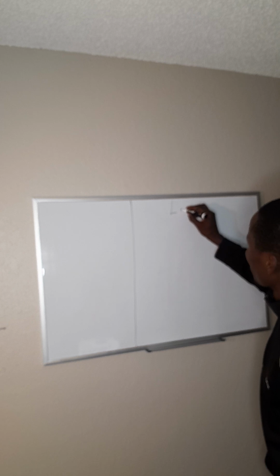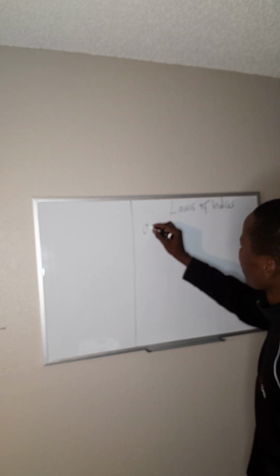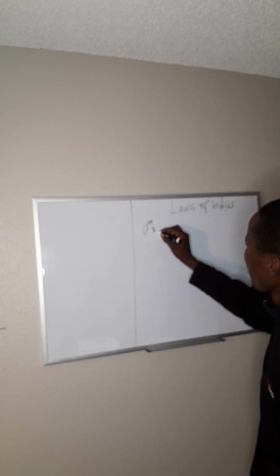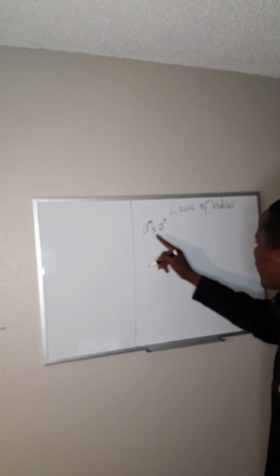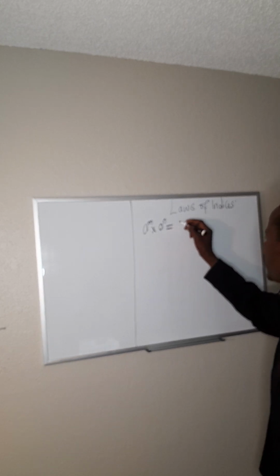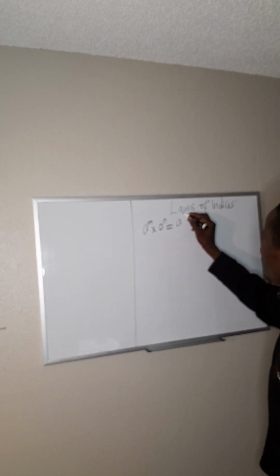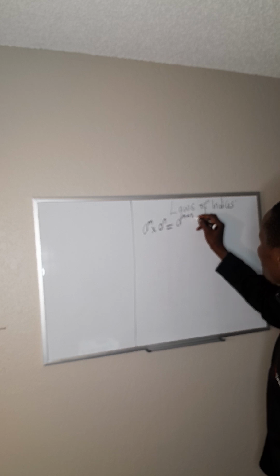Allow me to remind you about the laws of indices that are very common in mathematics. Laws of indices. The first law: when I am multiplying a raised to the power of m multiplied by a raised to the power of n, with the same base, it is equivalent to a raised to the power m plus n.